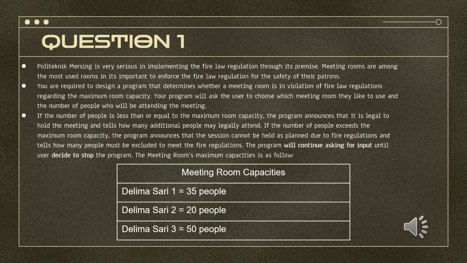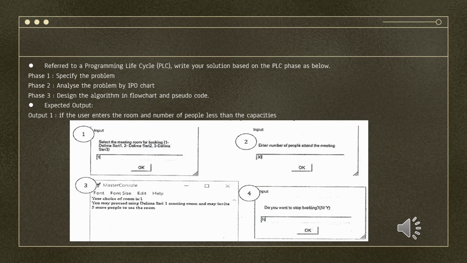The meeting room's maximum capacities are as follows. Meeting room capacities: Delima Sari 1 equals 35 people, Delima Sari 2 equals 20 people, Delima Sari 3 equals 50 people. Refer to the programming life cycle, PLC. Write your solution based on the PLC phases as below. Phase 1, specify the problem. Phase 2, analyze the problem by IPO chart. Phase 3, design the algorithm in flowchart and pseudocode.